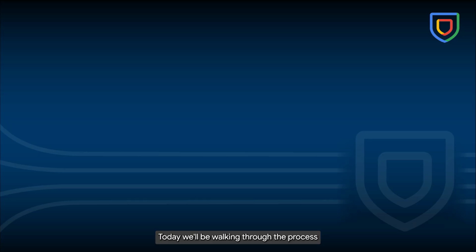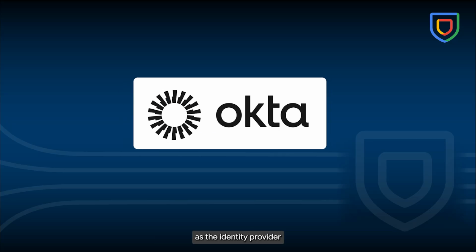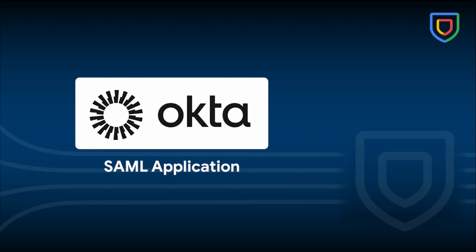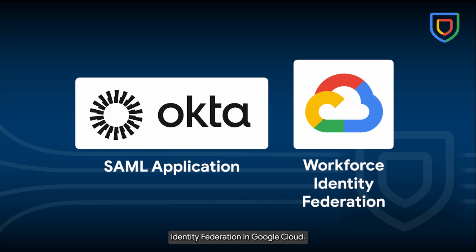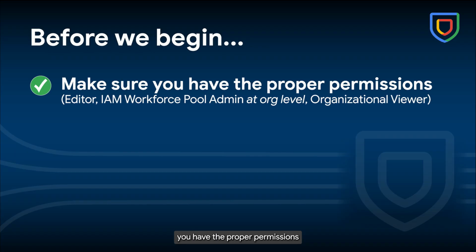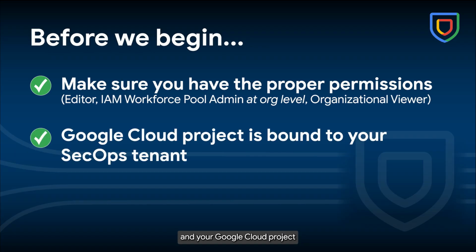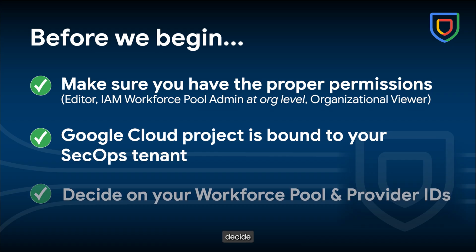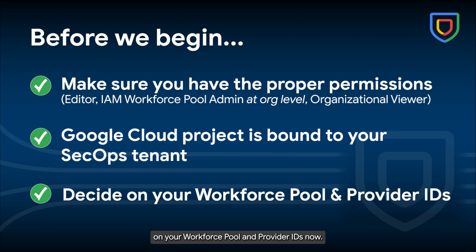Today we'll be walking through the process of linking Okta as the identity provider for your SecOps platform. This integration involves configuring a custom SAML application in Okta and building a workforce identity federation in Google Cloud. Before we begin, ensure you have the proper permissions to perform these steps, and your Google Cloud project is bound to your SecOps tenant. Most importantly, decide on your Workforce Pool and Provider IDs now. These are permanent and must be identical when configuring in both your Okta and Google Cloud consoles.